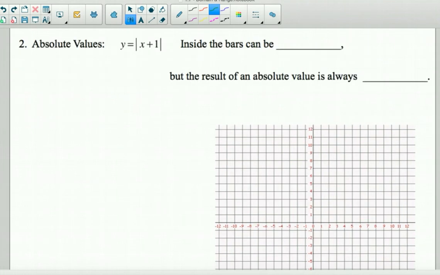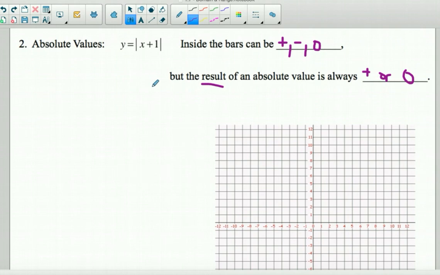Okay, absolute values, just a different type of function that we're going to look at. So we have y, or f of x, is equal to the absolute value of x plus 1. Inside the bars can be anything. You can plug in whatever you want for x. So inside you can have positive numbers, you can have negative numbers, you can even have 0 inside. But the result, the range, of an absolute value is always going to be something positive, or it still could be 0. You could have the absolute value of 0, which is just 0.